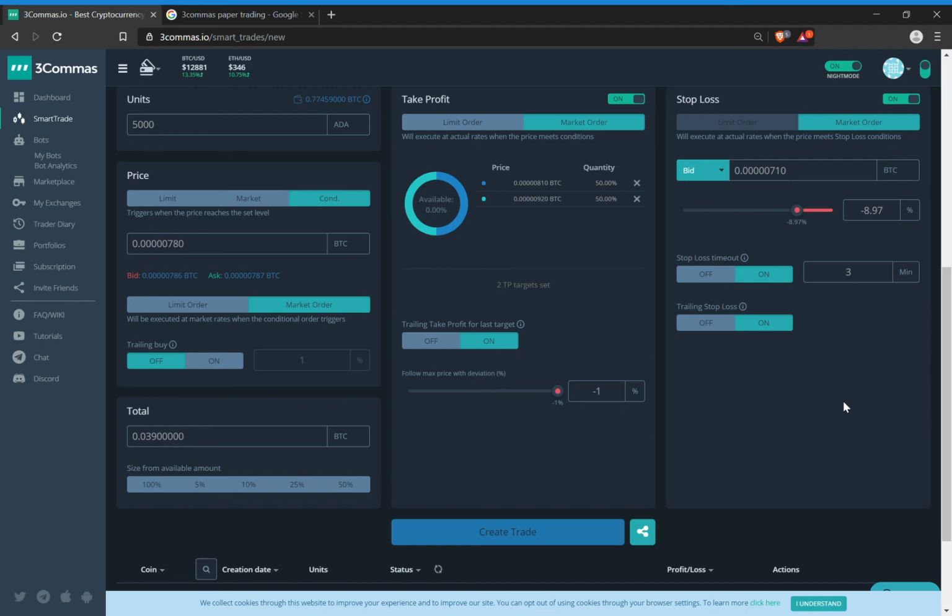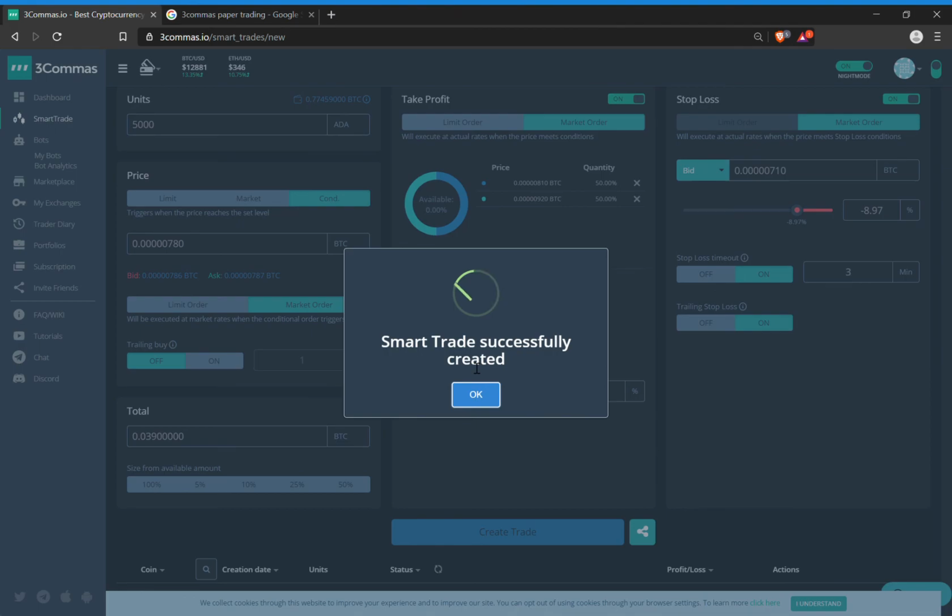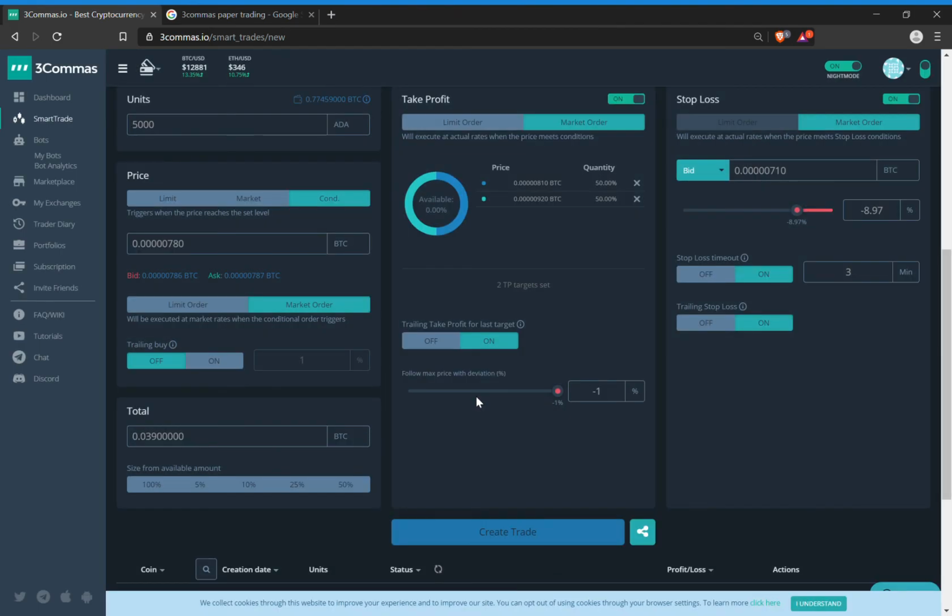And honestly, this is a very quick process. I just wanted to explain it a little bit further in depth. And finally, click Create Trade. We're going to confirm our trade here. Here's all our data and confirm. And that's it, fellas. That's all you got to do here with 3Commas.